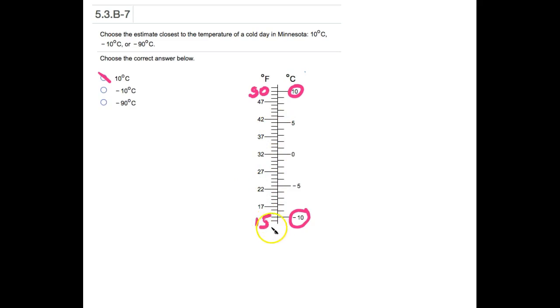You do have a formula where you could convert it as well, but you can guess that that would be somewhere in the negative degrees, quite a ways down, which is not a temperature that you'd see in Minnesota. That would be extremely cold, but not a reasonable answer. And so we would go with answer choice B.